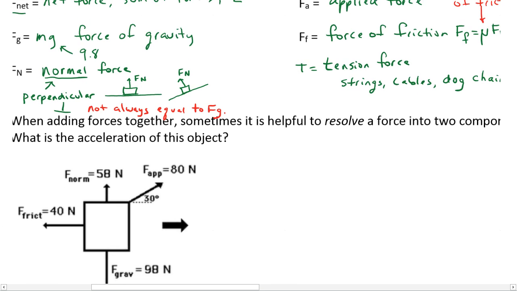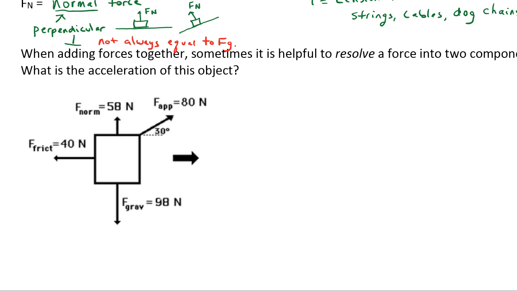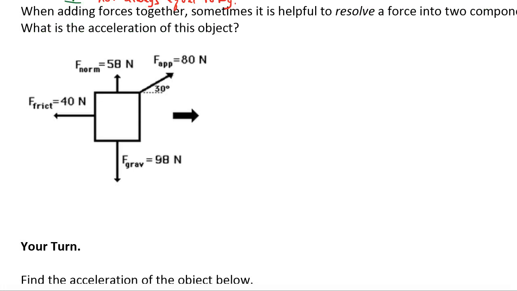Alright, so here's an example. Let's try a couple here. It says, when adding forces together, sometimes it's helpful to resolve a force into two components. In this question it says, what is the acceleration of this object? Well, to figure out the acceleration, we know that F net is equal to ma. So quite often I'm going to start off by saying then a is equal to F net divided by m. If we can figure out these two simple things, what is the net force and what is the mass, we can divide the two and we'll get our answer.